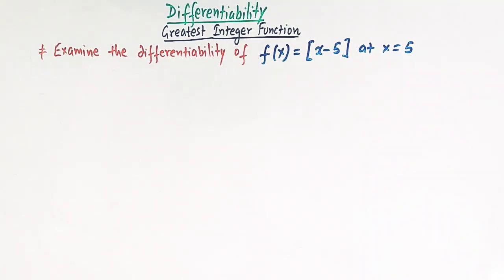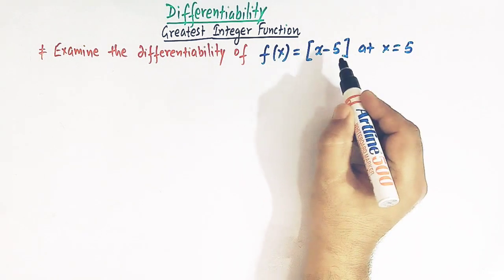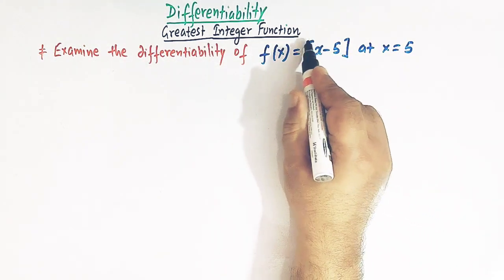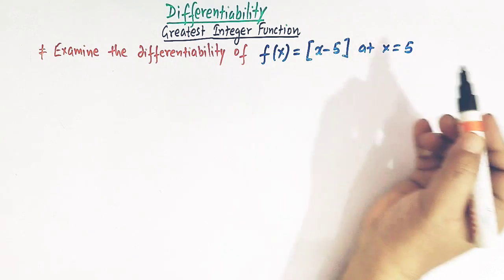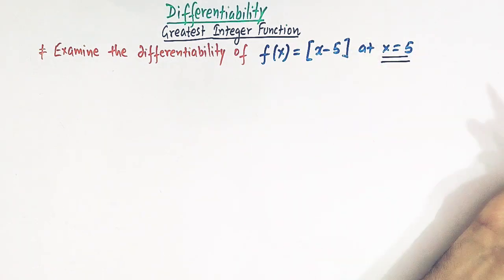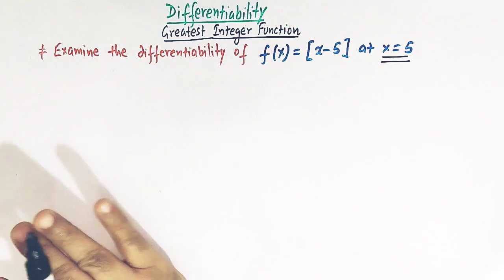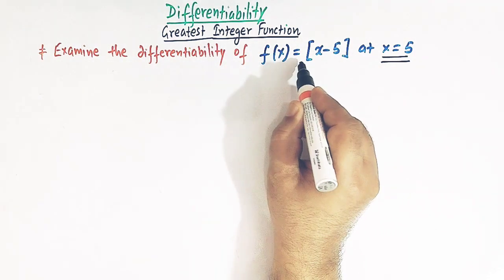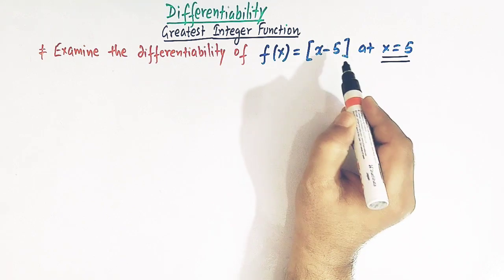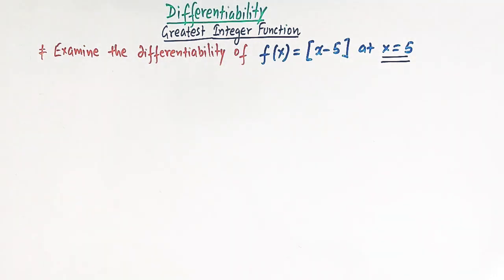Hello viewers, in today's class we are going to discuss yet another important and conceptual problem from differentiability of functions. Here we'll examine the differentiability of the greatest integer function, that is f of x is equal to greatest integer of x minus 5 at x is equal to 5. We'll see whether this function is differentiable at x is equal to 5 or not.